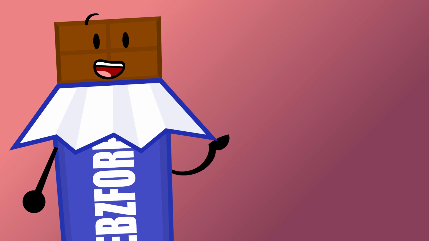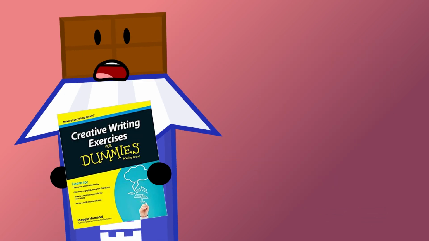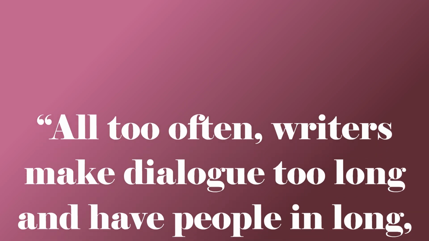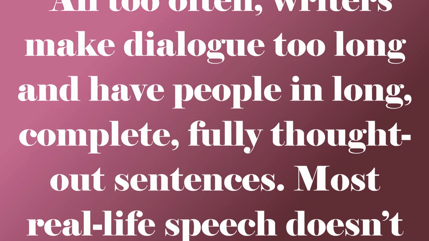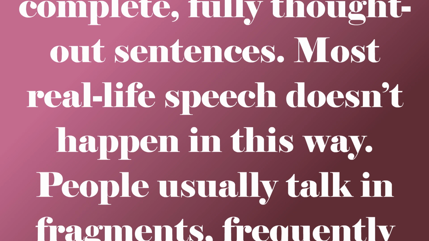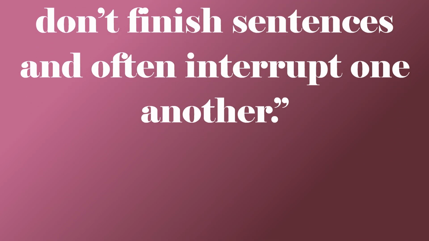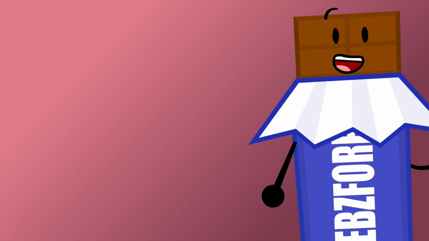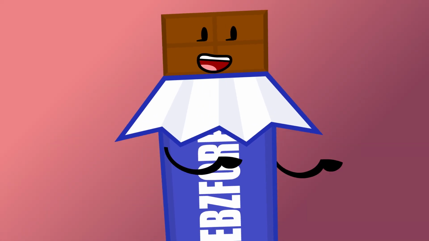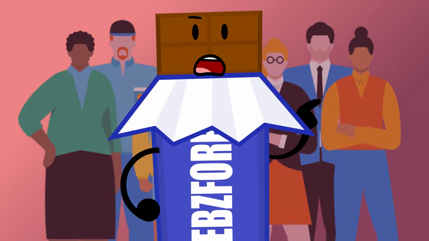I take a lot of notes from the book Creative Writing Exercises for Dummies, and here's an excerpt from page 49. All too often, writers make dialogue too long and have people in long, complete, fully thought-out sentences. Most real-life speech doesn't happen this way. People usually talk in fragments, frequently don't finish sentences, and often interrupt each other. It goes on to talk about how writers have the ability to go back and rewrite sentences, but people, when speaking, do not.